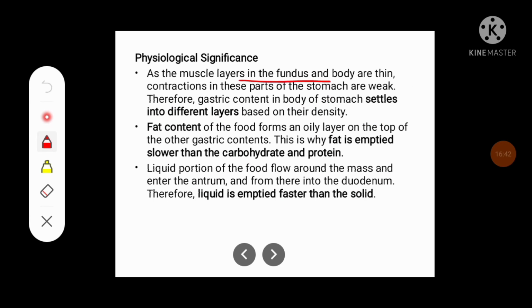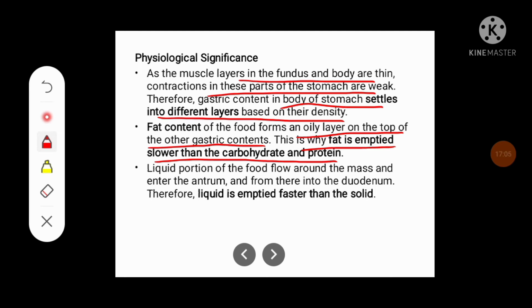As the muscle layers in the fundus and body are thin, the contractions in these parts of the stomach are weak. Therefore, gastric content in the body of the stomach settles into different layers based on density. Fat content of the food forms an oily layer on the top of the gastric contents. So this is why fat is emptied slower than carbohydrate and protein. The liquid portion of the food flows around the mass and enters the antrum and from there into the duodenum. Therefore, liquid is emptied faster than solid.